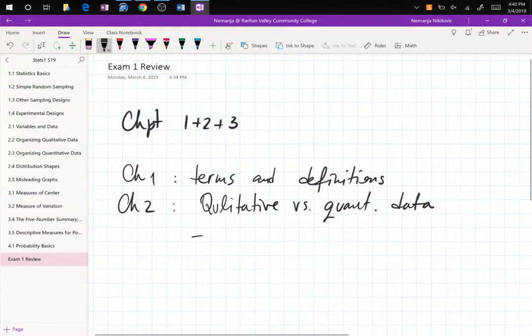Then we organized data, and as you organize data, you are looking into all of the ways that include graphical ways, which includes the pie chart and the bar graph and the histogram and stem and leaf and all of the other ways to organize data. So that was for both qualitative and quantitative.